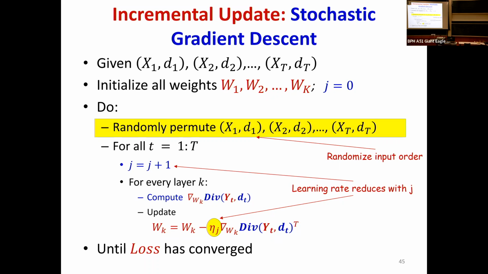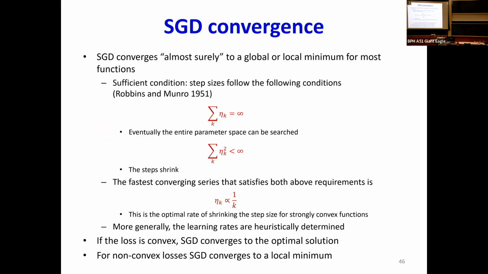So anyway, let me continue. The proof is that stochastic gradient descent converges almost surely to a global or local minimum if you have these two properties. The summation of etas is infinite, which makes sure that you can travel the maximum distance to get to the optimum. But the summation of eta squares is finite, which makes sure that the learning rates shrink with iterations. And the fastest converging series that satisfies both requirements is 1 over k.